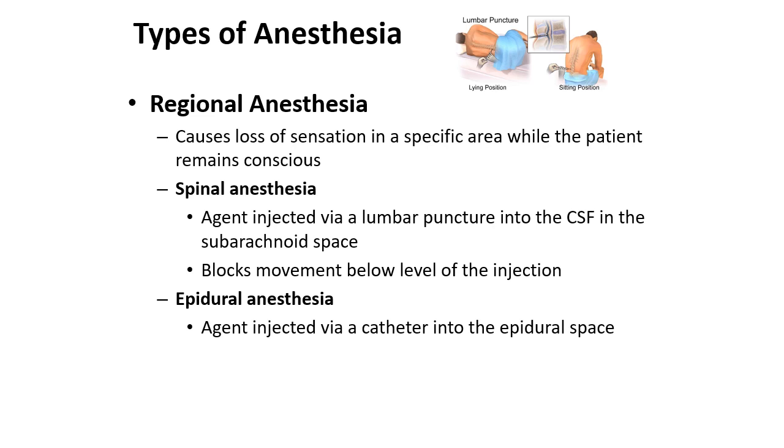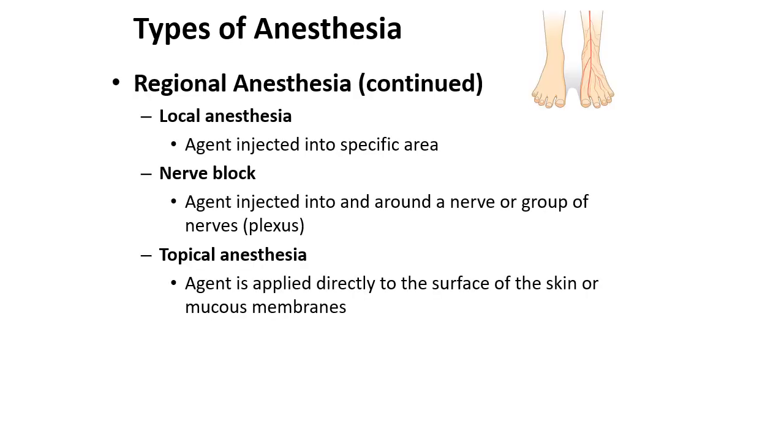If it's given as spinal anesthesia, it's given in the subarachnoid space via lumbar puncture. That blocks movement and sensation below the level of the injection. So the patient would not have feeling below that level, and if an incision were to happen, they would not have that sensation, and you could work on that patient below that level. If it was epidural anesthesia, it was given in the epidural space, and it would block that sensation as well. You could give more of that regional anesthesia continued.